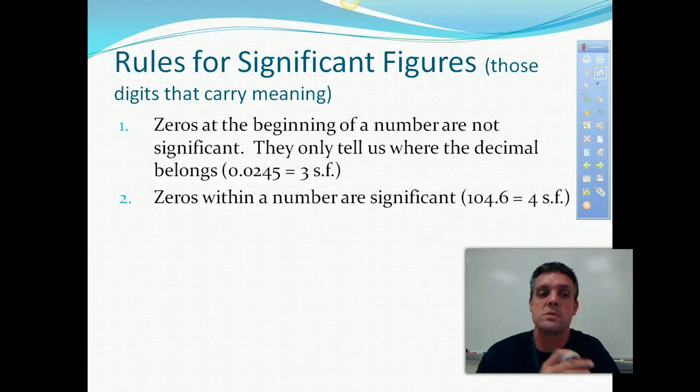All right, so zeros at the beginning of a number simply tell us where the decimal is. They're not considered significant. Again, feel free to pause it, write down rule number 1, write down rule number 2. Zeros within a number are significant. So 104.6 has 4 sig figs. Why does it have 4? Because we're going to count that 0 in the middle.